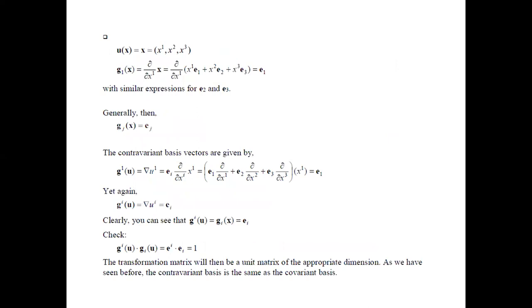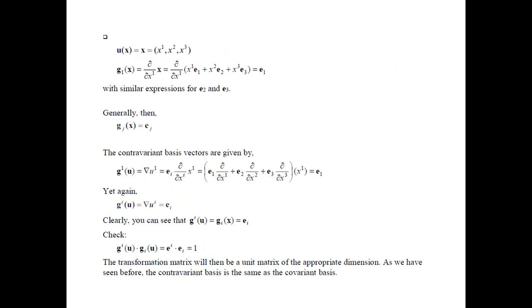g1 of x is ∂/∂x1 of x, which is ∂/∂x1 of (x1 e1 + x2 e2 + x3 e3). Of course, that's going to be e1. We're going to get similar expressions for e2 and e3. So g2 of x will be e2, and g3 of x will be e3. Generally, then, gi of x is just ei.